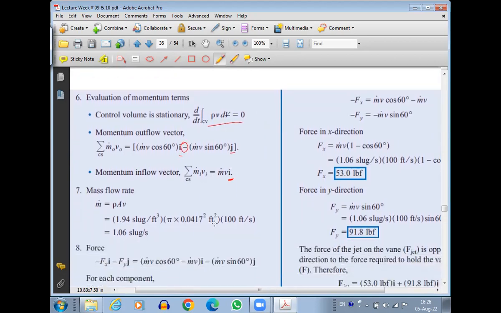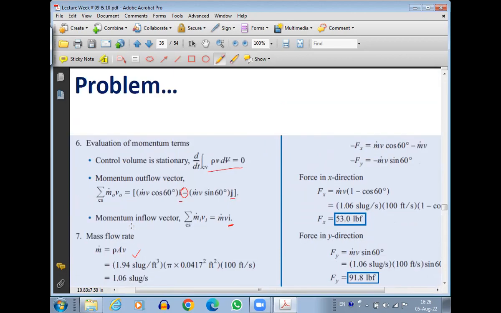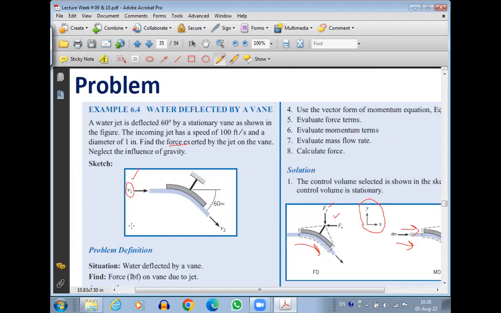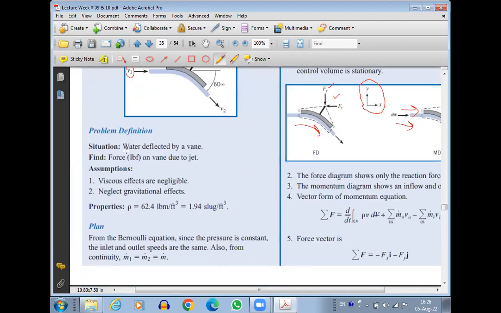Now mass flow rate is equal to rho A V. The density is known for the fluid, and for the area, we know the diameter of the jet. The incoming jet has a speed of 100 feet per second and a diameter of 1 inch. From the diameter, we can find the cross-sectional area of the jet.